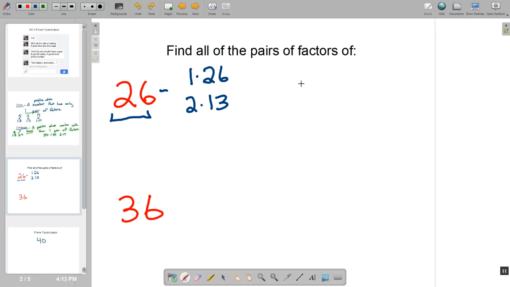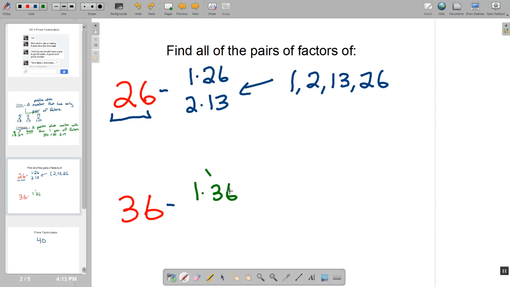You could write all of the factors by writing like this, or you could write it like we did over here. 36 is going to have a few more pairs of factors. So let's do 1 times 36 as our first pair of factors. 2 times 18 would be another pair. Then we have 3 times 12 and 6 times 6.